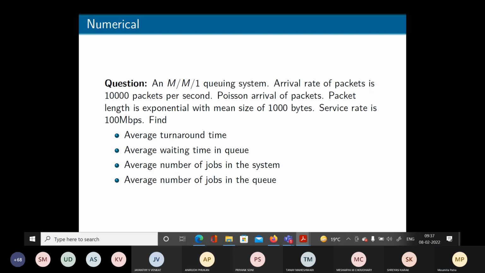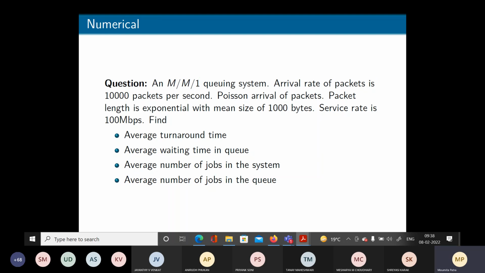Yes, ma'am. So why do we say that it is in a steady state? The ratio is less than 1. Yeah, so that is, lambda should be less than mu. Only then we say that this kind of queue will be in a steady state.